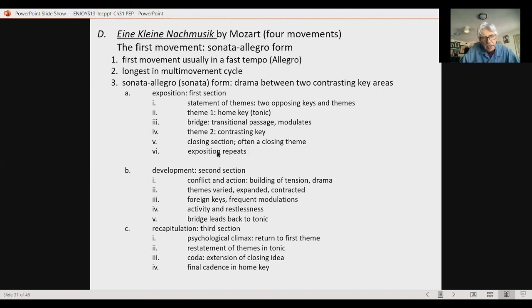And then we have a cadence, and then the whole exposition repeats. And then we have the development section, which starts in a related key, where you have conflict and tension, and a lot of activity and restlessness, which then comes back to the home key and usually a cadence, and then we start the recapitulation, right? The statement of the themes, but only in the home key, and then there is a coda at the end.